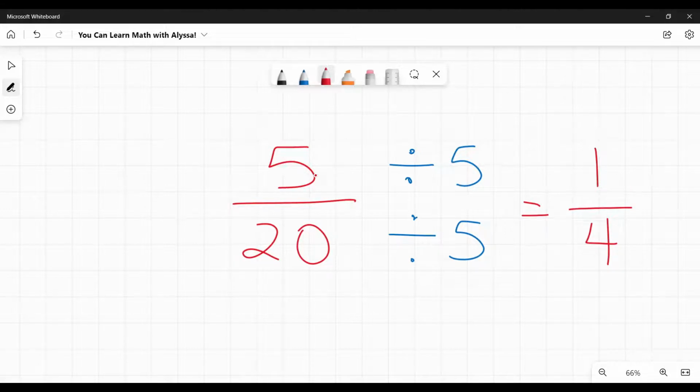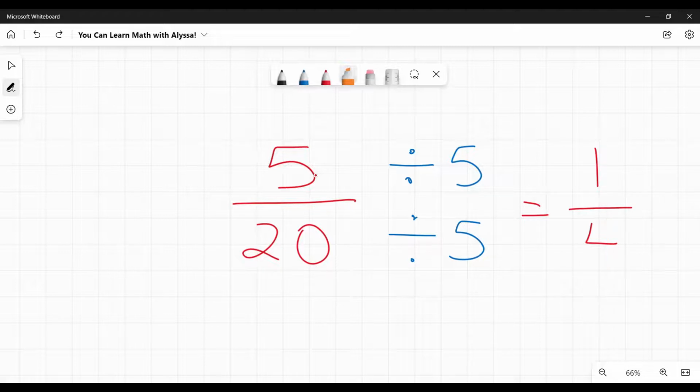5/20 is the same as 1/4. Now, a little tip: once you have simplified it, you need to double check and make sure it is as simple as possible. In this case, because there is a 1 on top, yes, it's as simple as possible. Anytime there's a 1 on top as the numerator, you don't have to do any more. You are as simple as possible.